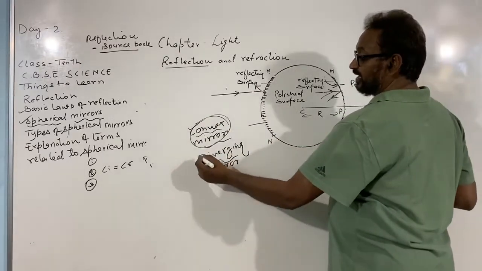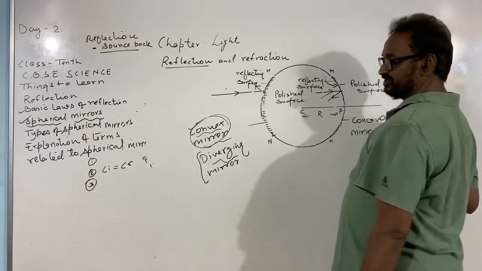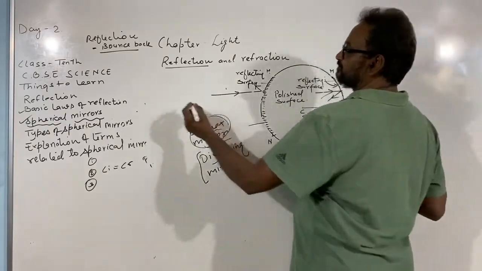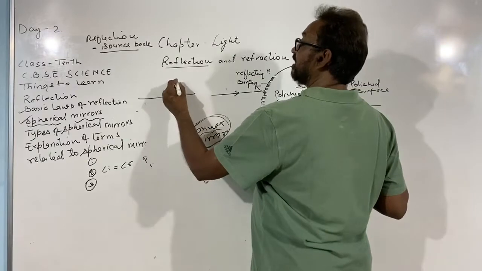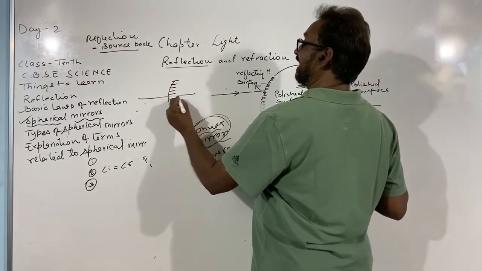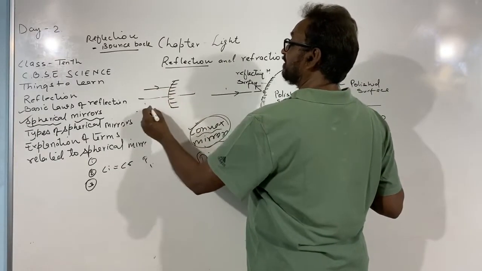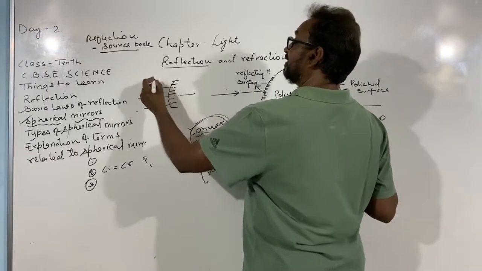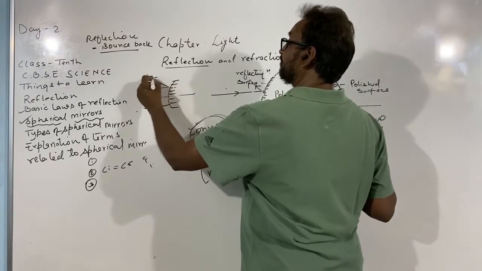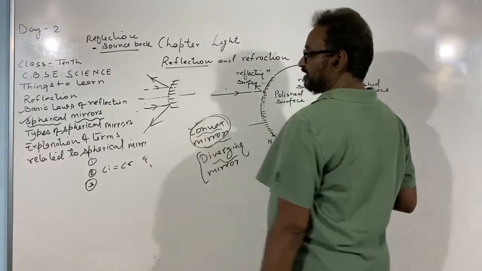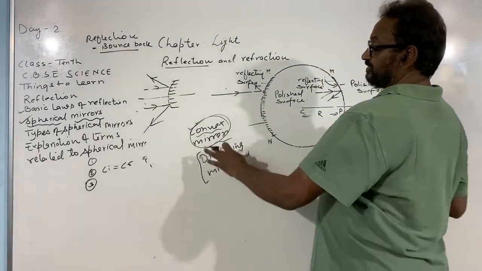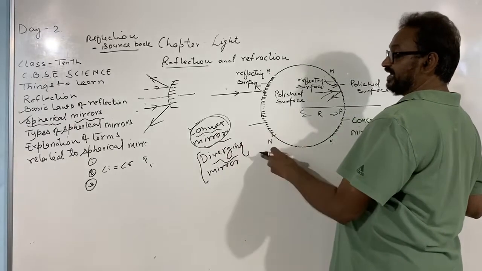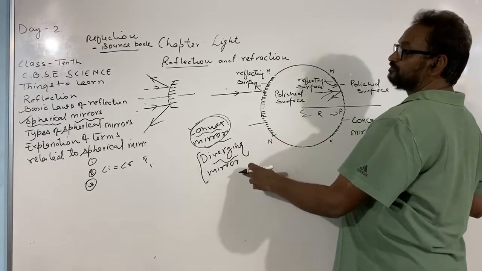And convex mirror is also known as diverging mirror. Why? This is because when a ray of light or the rays of the light strike a convex mirror, they diverge after reflection. Therefore, the convex mirror is also known as diverging mirror.